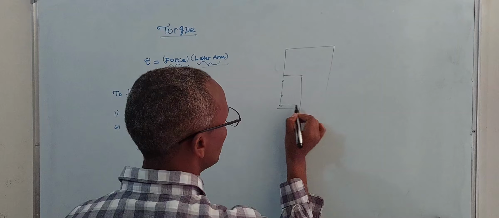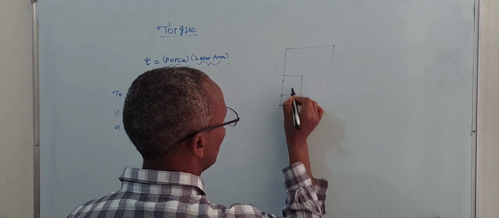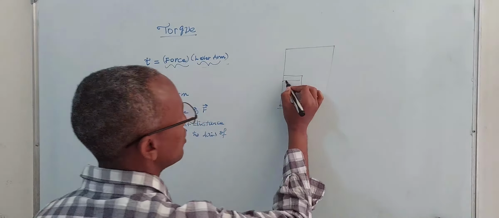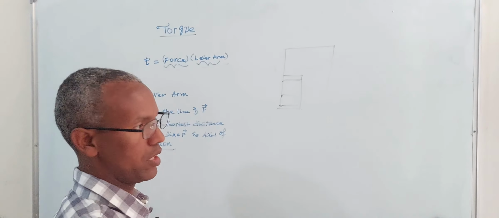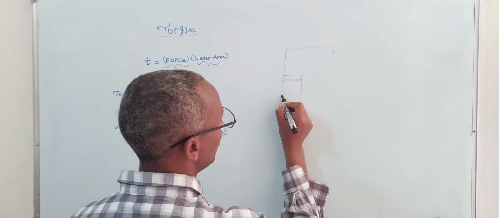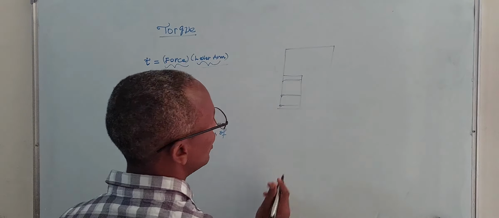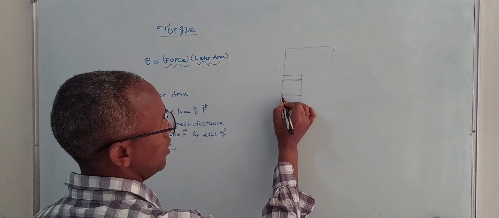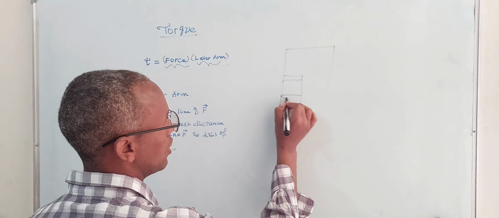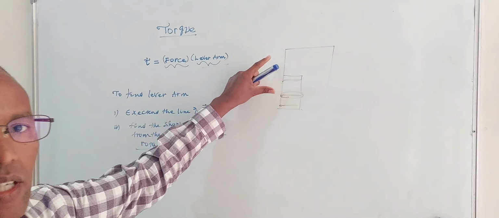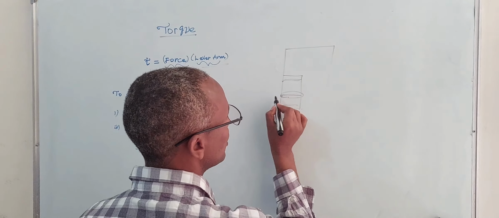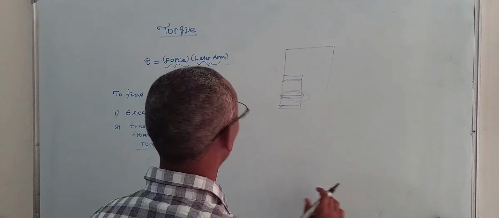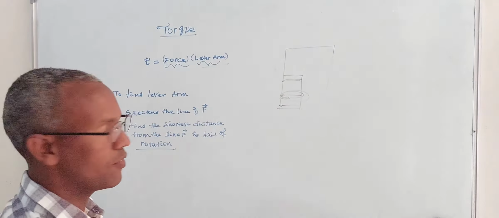So let's say this is a hinge, right? We call it a hinge. Sometimes we can use 2 or 3. It depends upon the house that you build. So let's say this is a hinge. You can take basically any of them, but I will take this hinge to find out the lever arm.